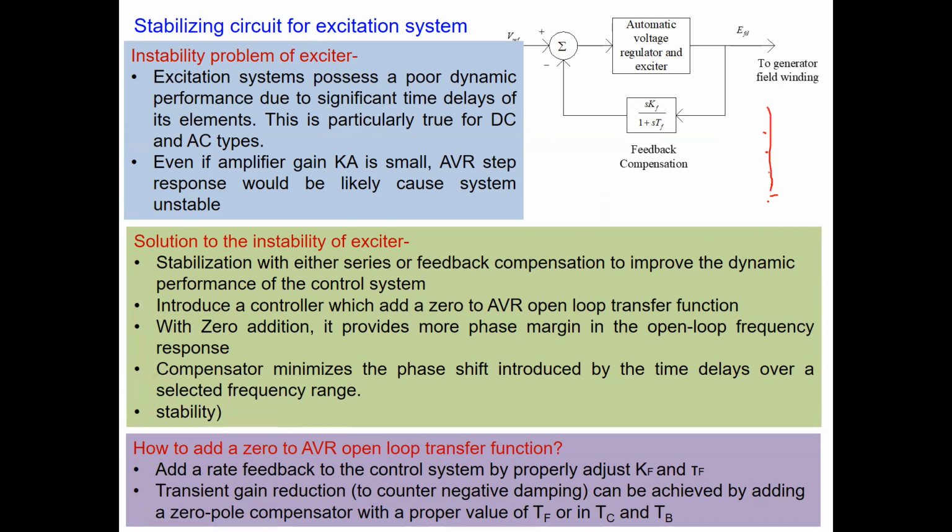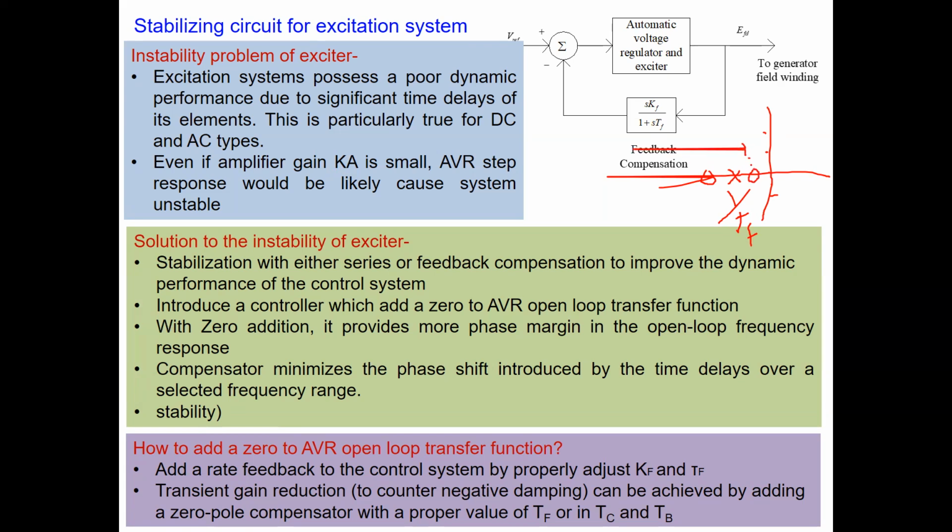let's say you have a plane here, right? And let's say you have a pole. So this is your pole here. So this pole will be 1 by TF here, right? Now, where should the zero be located? And the zero location will depend on the value of KF here. So that means whether your zero should be on this side or on this side.